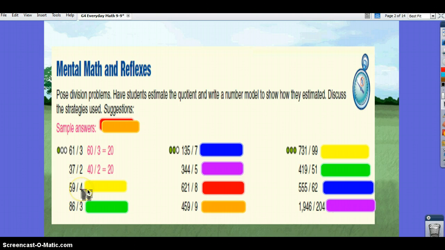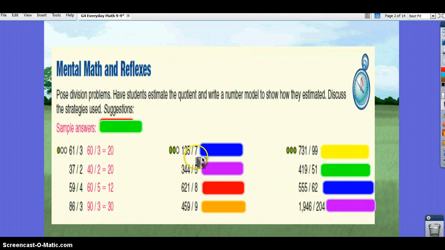60 divided by 4. Well, I know 60 divided by 2 is 30, and then to cut it in half again would be half of 30, which is 15. They did 60 divided by 5. They rounded up to come up with 12. 86 divided by 3. I'd round 86 up to 90. 90 divided by 3 is 3 goes into 9 3 times, and that 0 makes 30.